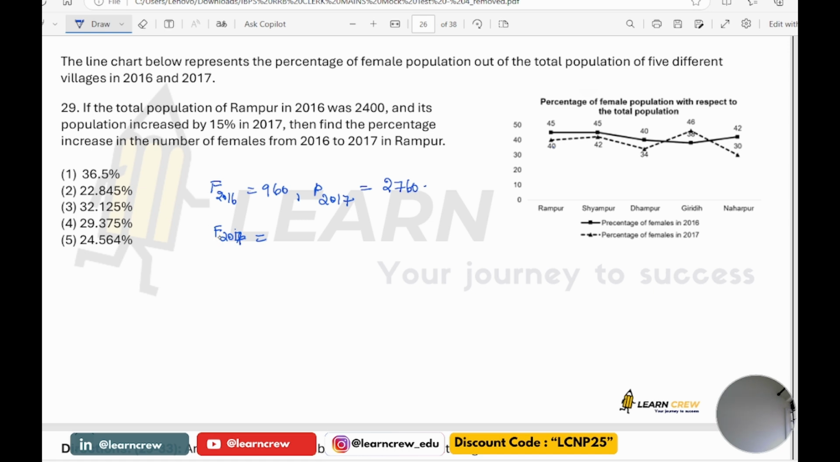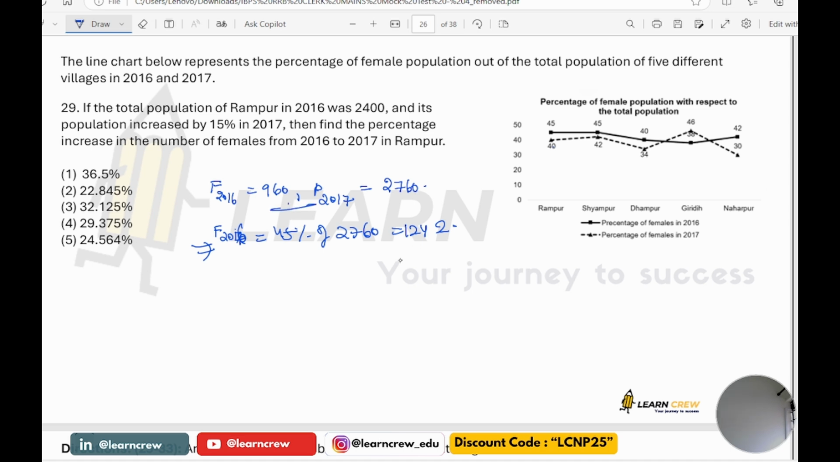Now population of Rampur in 2017 is 2760. If it is increased, it will become how much? It is 45%. 45% of 2760 is 1242. Now the required percentage. What is that? Find the percentage increase in number of females.